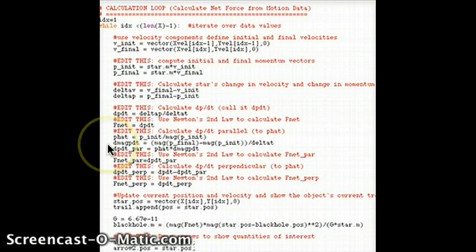Then we go on to help define what dp dt parallel and dp dt perpendicular are equal to. We specify p hat and the magnitude, and then multiply those together to give us dp dt parallel. And then again reiterate that F net parallel is equal to dp dt parallel. Then for perpendicular, dp dt perpendicular can be found by subtracting dp dt total minus the parallel, because the parallel plus perpendicular gives us the total force.